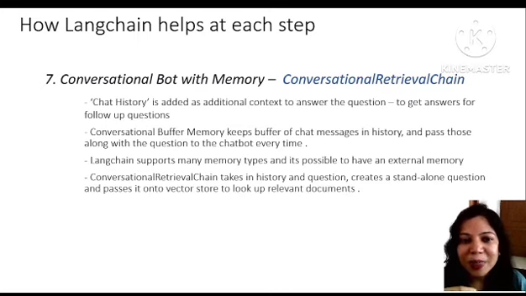Langchain supports different kinds of memories. One such is conversational buffer memory that keeps a buffer of the chat messages in history, and then it passes those along with a question to the chatbot every time. Langchain supports many memory types, and it's possible to have an external memory as well. Conversational retrieval chain takes in the history and question, creates a standalone question, and passes it on to the vector store to look up the relevant documents. This we have discussed already.